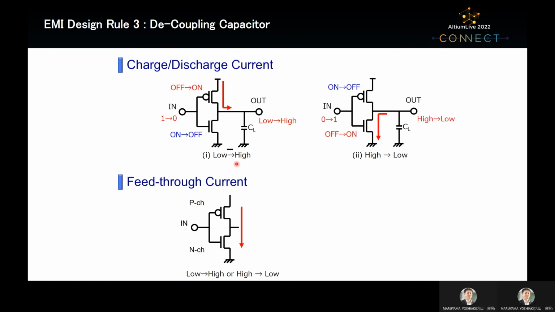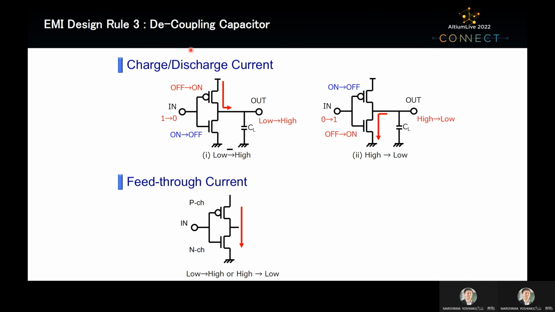First, I will explain the noise flowing from the IC to the power and ground. There are two types of high-frequency current which flow into the power and ground of an IC. The first type is the discharge current, the current flowing through the signal trace.